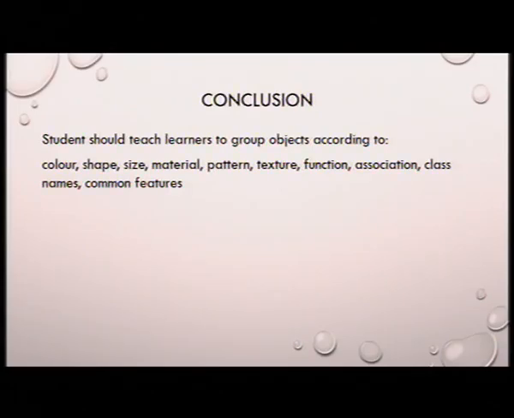Now, in conclusion for this one, we are going to talk about how you should teach learners to group objects according to the following things. You must teach them to group objects according to their color. In other words, as we were explaining earlier, you put all the red ones in one box, regardless of the shapes, regardless of the size, regardless of how big they are. And then you can also ask them to identify or classify objects according to shape. In other words, they just look at the shape.